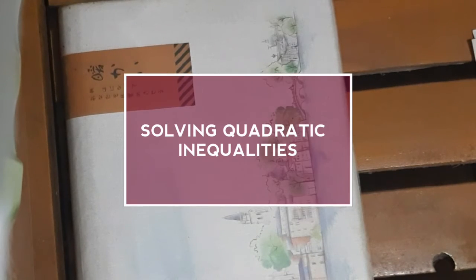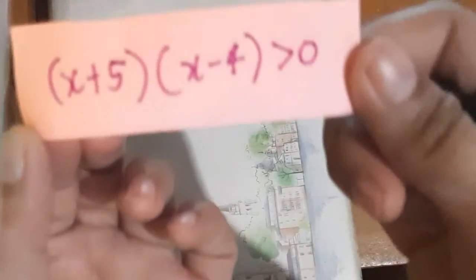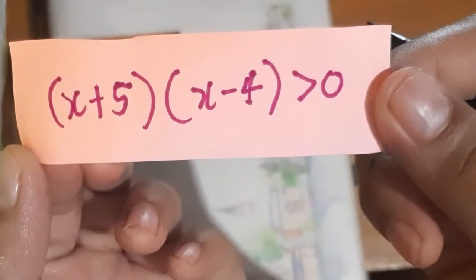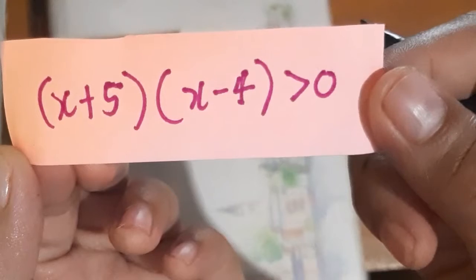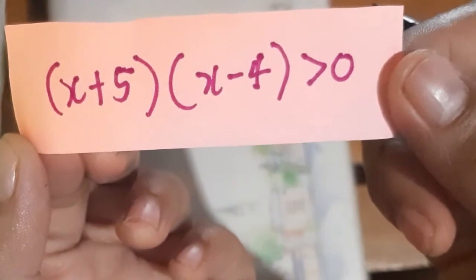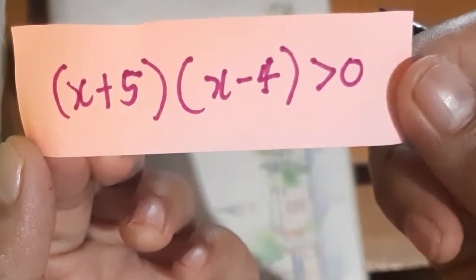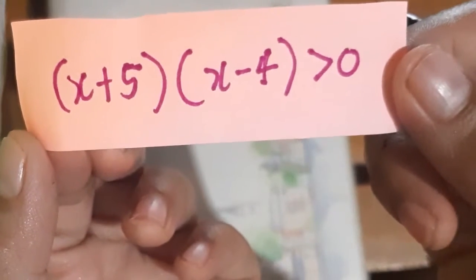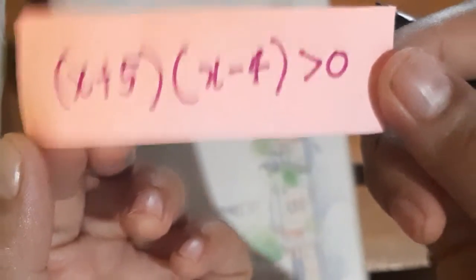Okay, ladies, so I'm going to show you how to get the solution set of a quadratic inequality. Let me give you an example. Here, I have the quantity x plus 5 times the quantity x minus 4 greater than 0. So, how can we get the solution set of this inequality? Let's go to the first step.